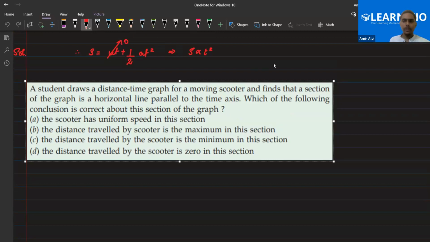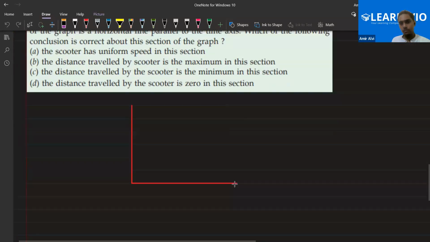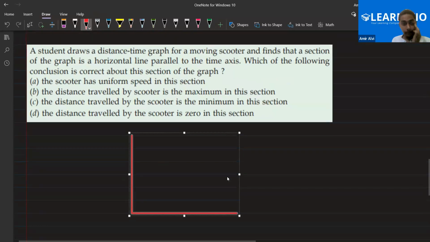Okay, everyone, please look at the screen. So the question is saying that a student draws a distance time graph for a moving scooter, and finds that a section of the graph is a horizontal line parallel to the x-axis. Which of the following is correct? So it means that the graph is drawn by the student, and one of the sections is basically parallel to the time axis.